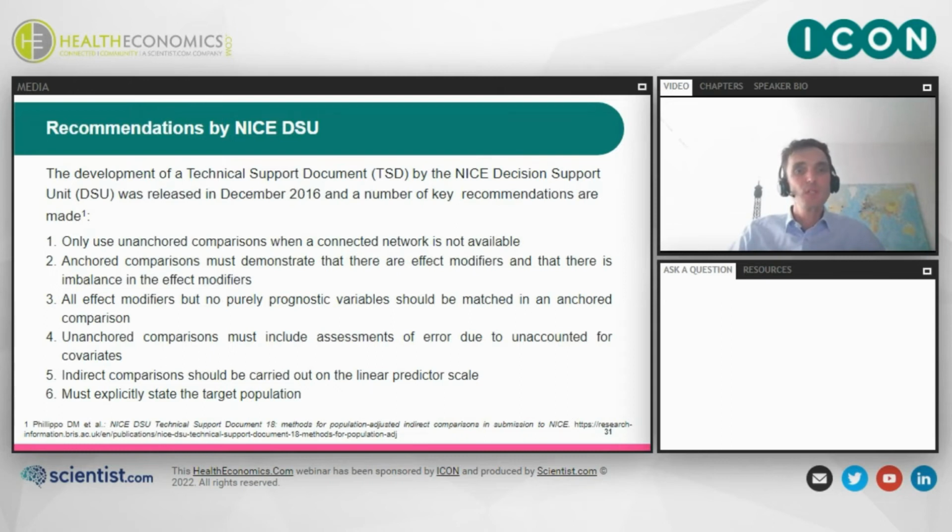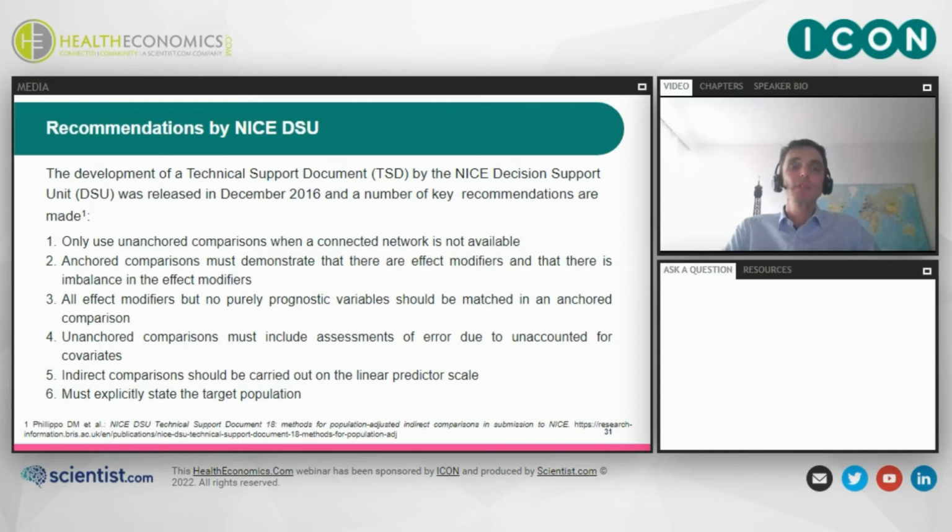There is also a technical support document, TSD, by the NICE Decision Support Unit, which makes recommendations about the use of MAICs, and I would briefly like to summarize them on this slide. So first of all, the document says that you should ideally only use unanchored comparisons when a connected network is not available. Secondly, the recommendation is that anchored comparisons must demonstrate that there are effect modifiers and that there is imbalance in these effect modifiers. So this is something that Katrin has already mentioned. And all effect modifiers, but no purely prognostic variables, should be matched in an anchored comparison.